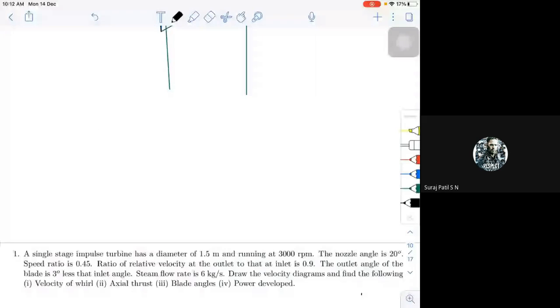First numerical, let me take it. A single stage impulse turbine has a diameter of 1.5 meter running at 3000 rpm. The nozzle angle is 20 degree. What is this nozzle angle? It is your alpha, flow angle. The speed ratio is 0.45.